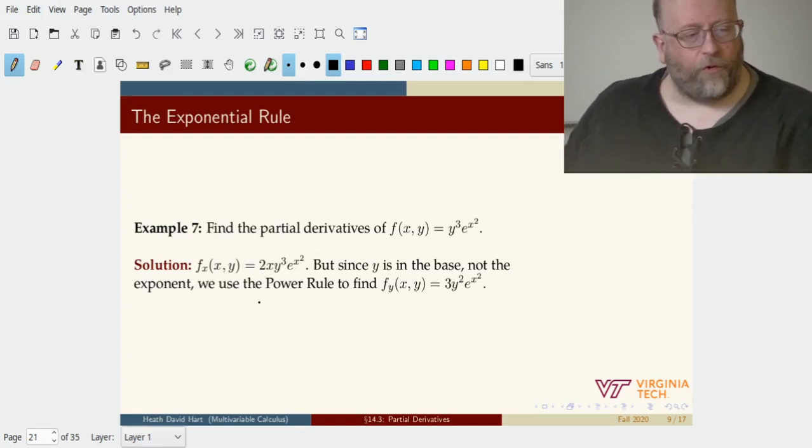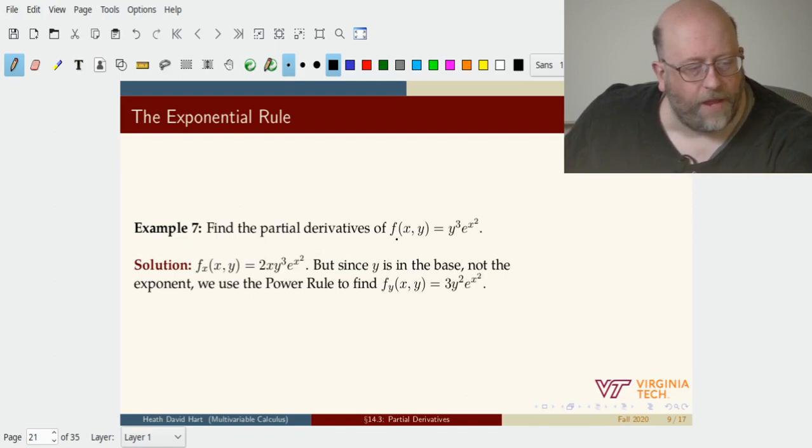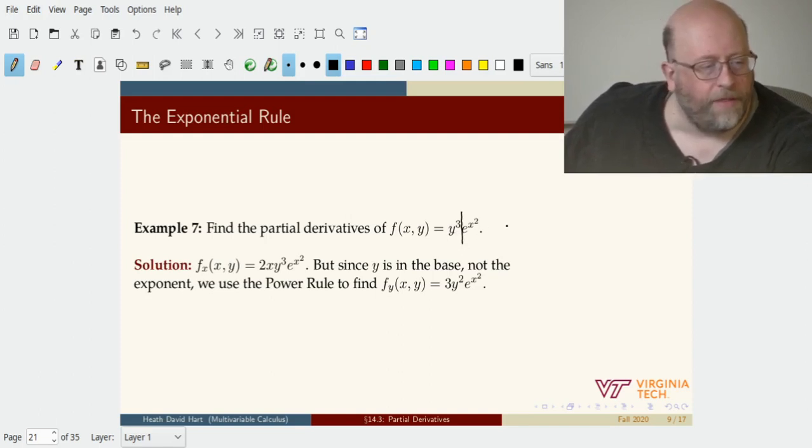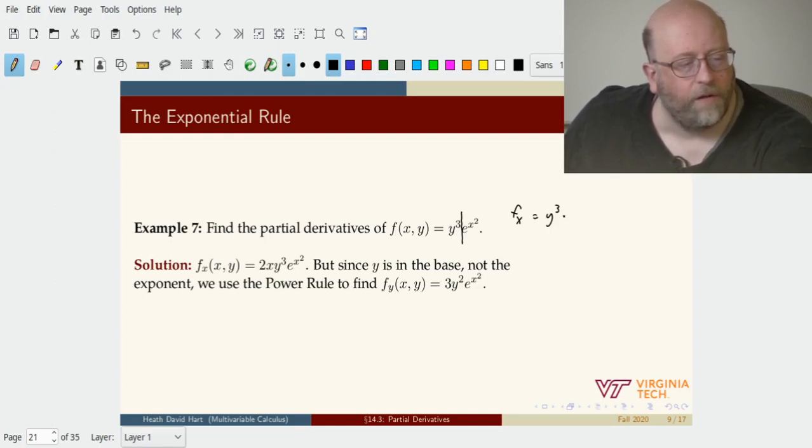Let's find the partial derivatives for this function here. Y cubed times e to the x squared. Okay? So we have two different parts that are multiplied together. In the x direction, nothing happens to the y cubed, and the derivative of e to the x squared is e to the x squared times the derivative of x squared, which is 2x.